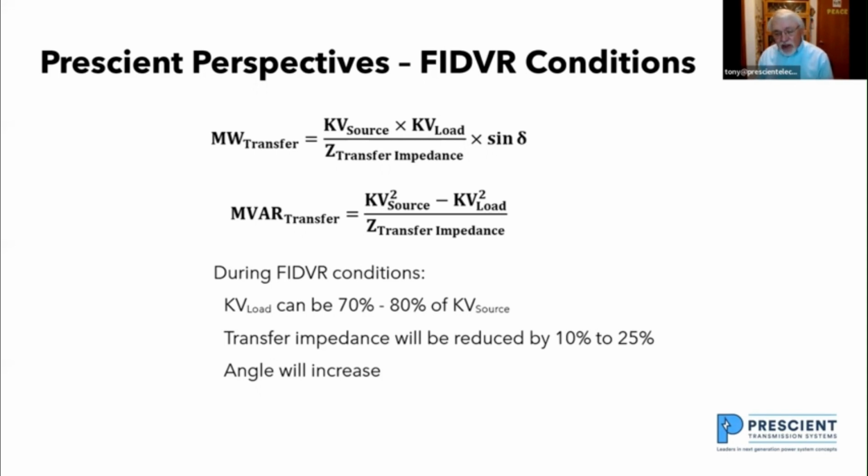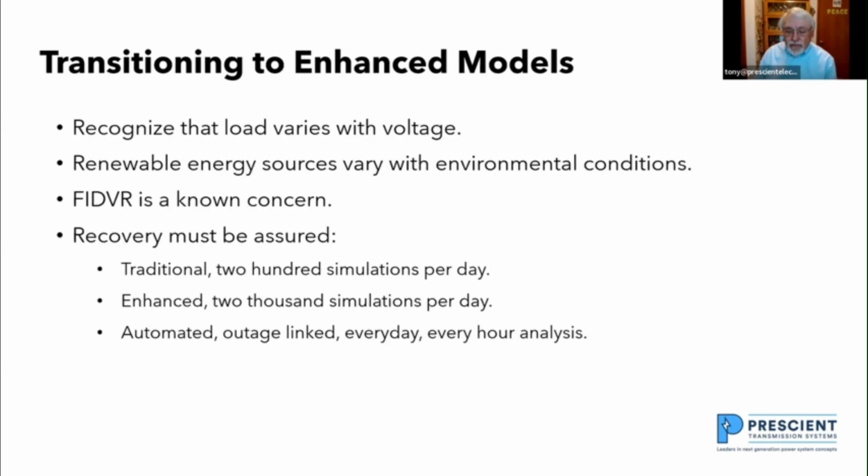But when I look at a really complex network, we always have questions. How good is our modeling? A staged fault test would prove that the modeling is accurate, and that's the thing to do. So we think you have to transition to enhanced models. We recognize that the load varies with voltage. We did tests on individual loads to verify our analysis was correct.